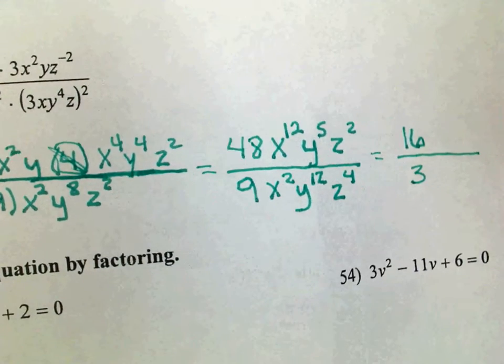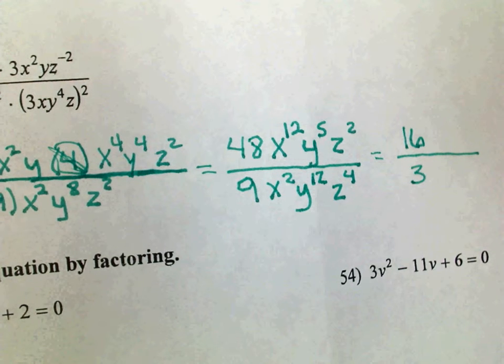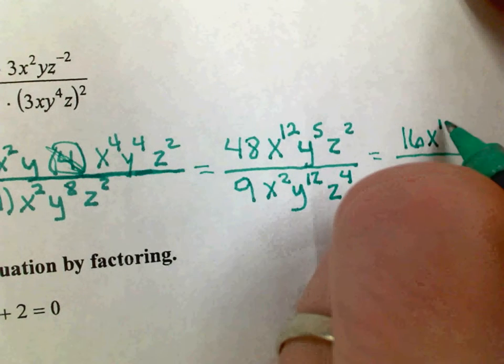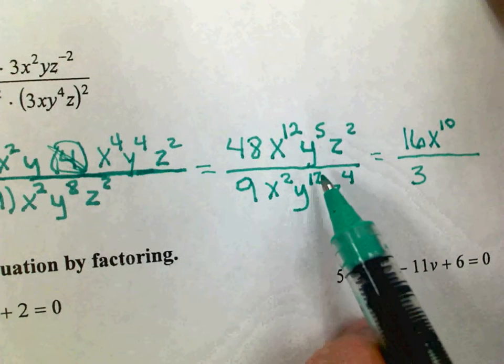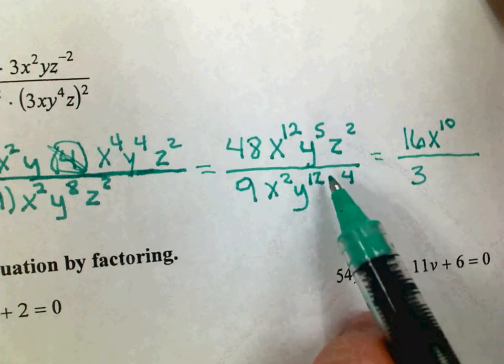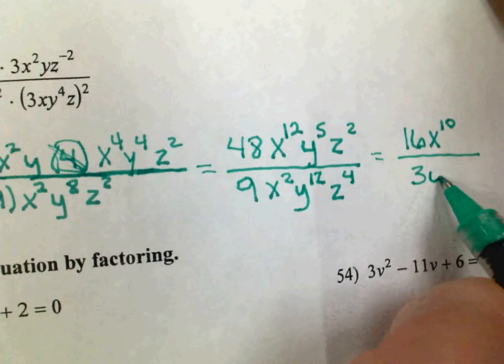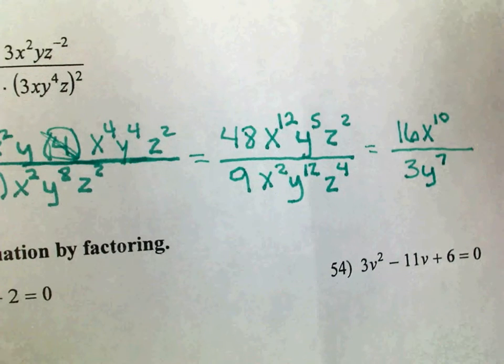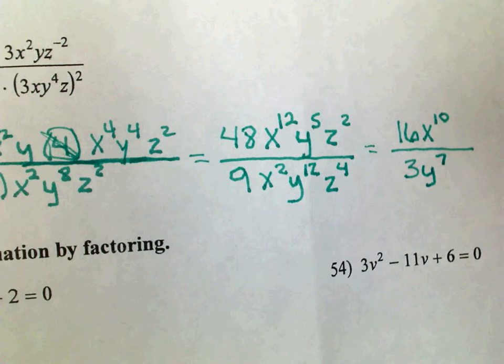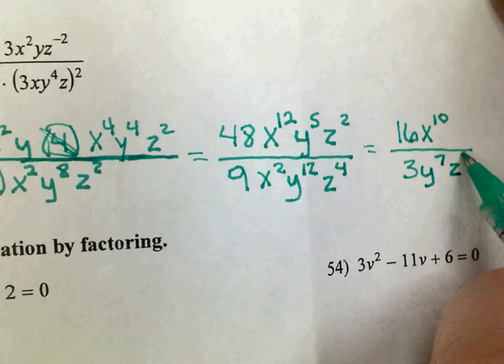And as far as the x's go, or the variables go, same thing. It's division, so you're going to subtract exponents, just like we did before. So x to the 12th minus x squared, that'd be x to the 10th. It's positive, so it's on the top. Y to the 5th minus y to the 12th, that'd be 5 minus 12 is negative 7. Because it's negative, the y is going to go on the bottom. And then z squared minus z to the 4th, that's 2 minus 4 is negative 2. That's going to go on the bottom.